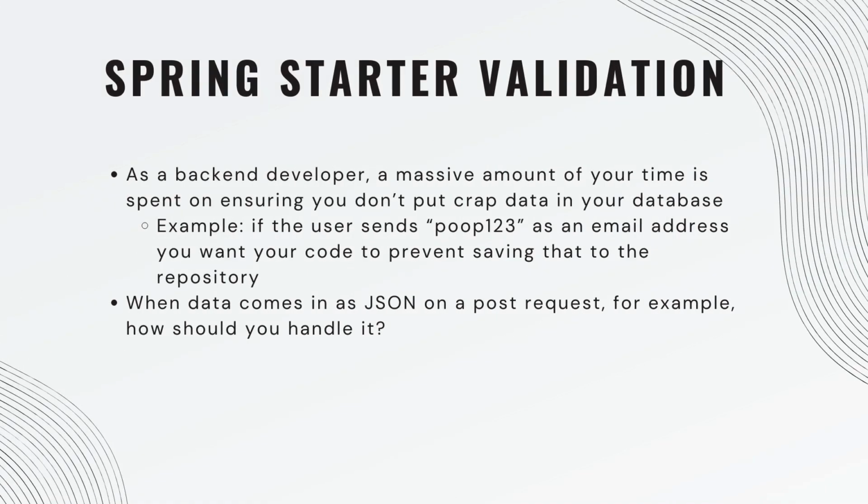So as a backend developer, a massive amount of your time is going to be spent on ensuring you don't put bad data in your database. For example, if the user sends poop123 as an email address, you want your code to prevent saving that to the repository. So when data comes in as JSON on a post request, for example, how should you handle it? We're going to cover 3 ways in this video.